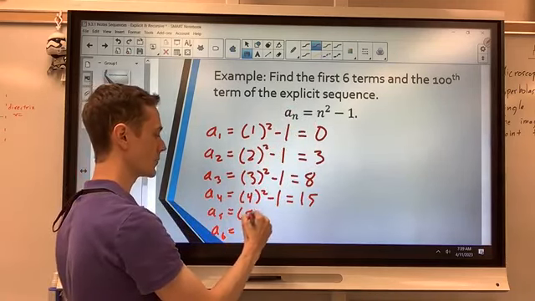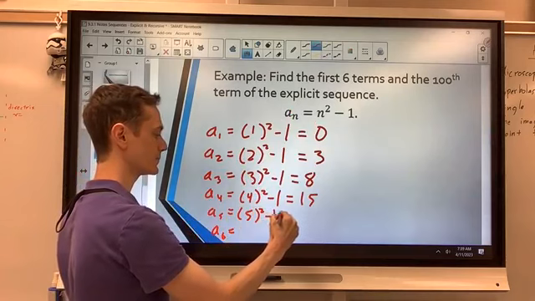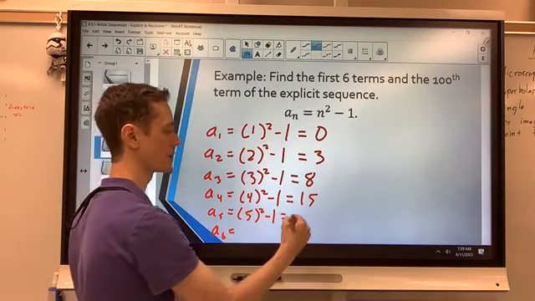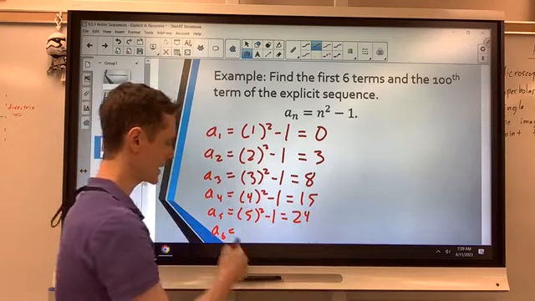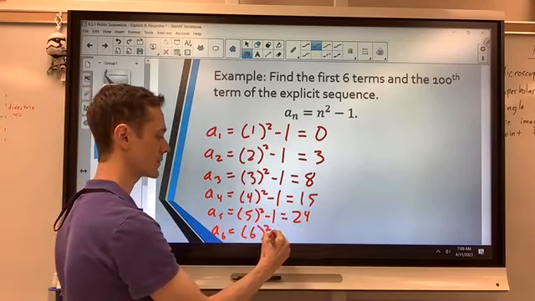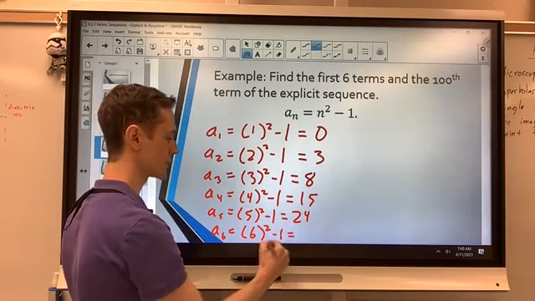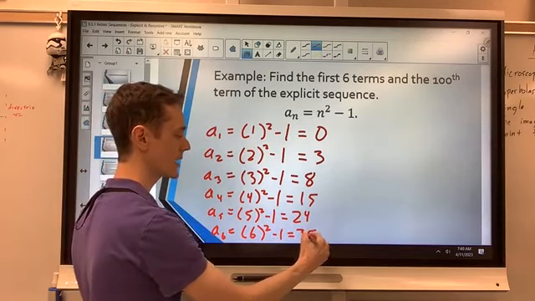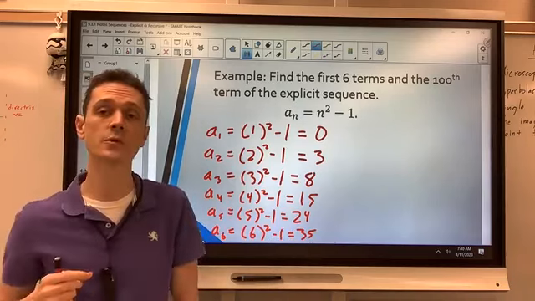For the 5th term, I'm plugging in n is 5. This is 25. Minus 1 more is 24. And the last one of these, so I'm plugging in 6 for the 6th term, squaring it, subtracting 1. That'll give me 35.